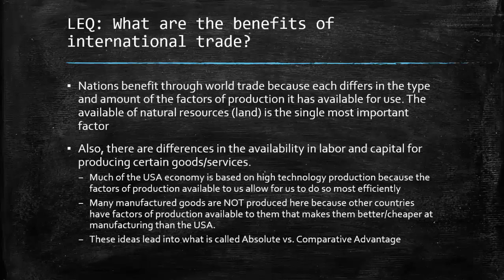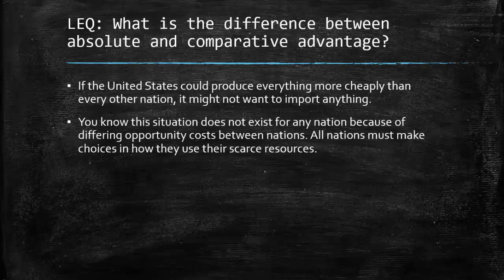Also, many manufactured goods are not produced here because other countries have factors of production available to them that makes them better, cheaper, and more efficient at manufacturing than the USA, which is why so many things are made in China. It pains me to say this, but China, whether you agree with the ethics or not, can make stuff for cheaper, faster, and more efficiently than we can. So these ideas are what leads us into absolute versus comparative advantage. All right, so here we go.